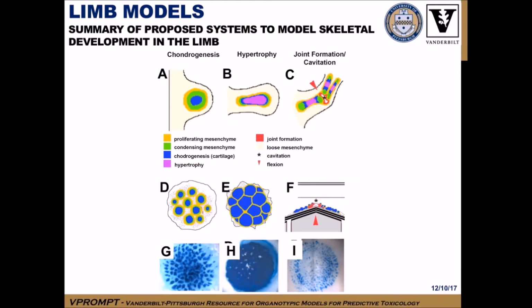unique in vitro model. Across the bottom of the figure are actual cultures of these 3 models using chick limb bud mesenchyme. They are fixed and stained with Alcian blue to reveal cartilage-specific sulfated proteoglycan deposition in the culture.